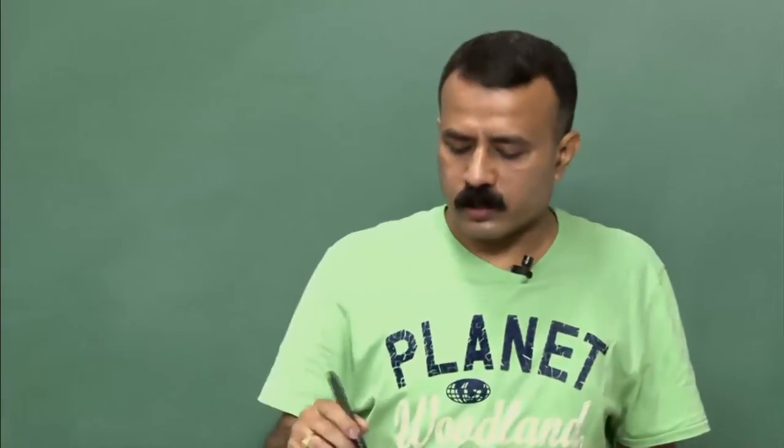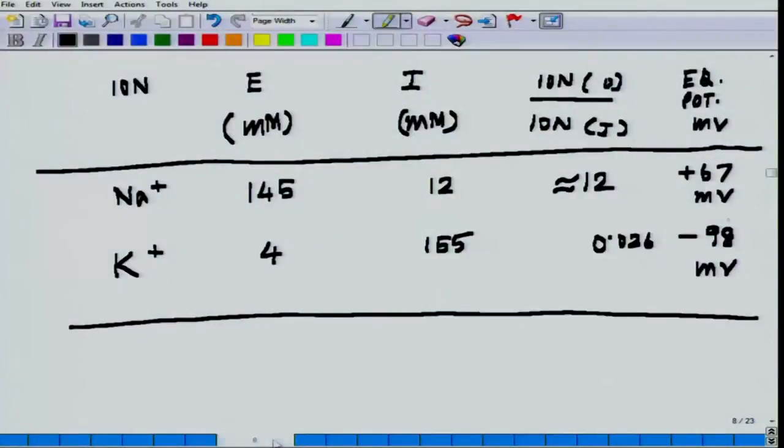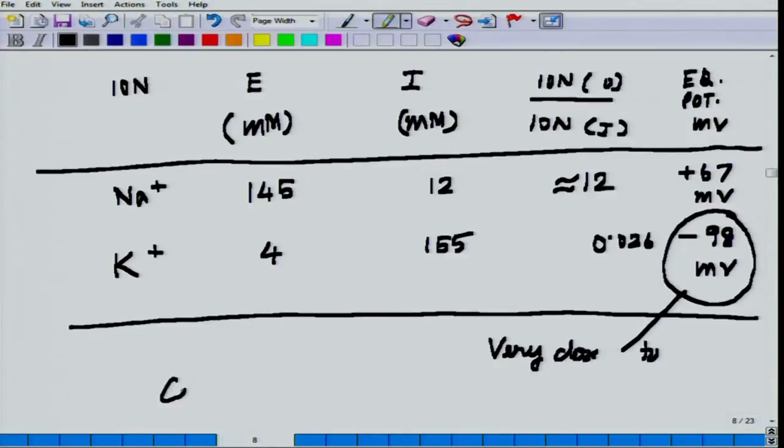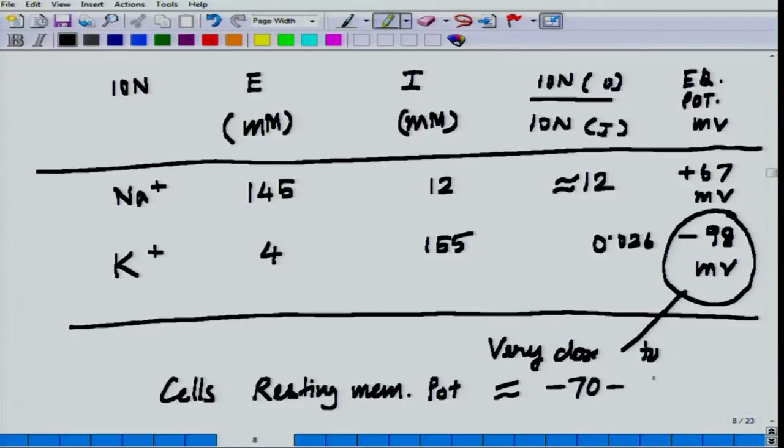So, if you look at this value in that light, you will see that the potassium equilibrium potential is very close to the cell's resting membrane potential, which is around -70 to -90 millivolt. Why is it so?